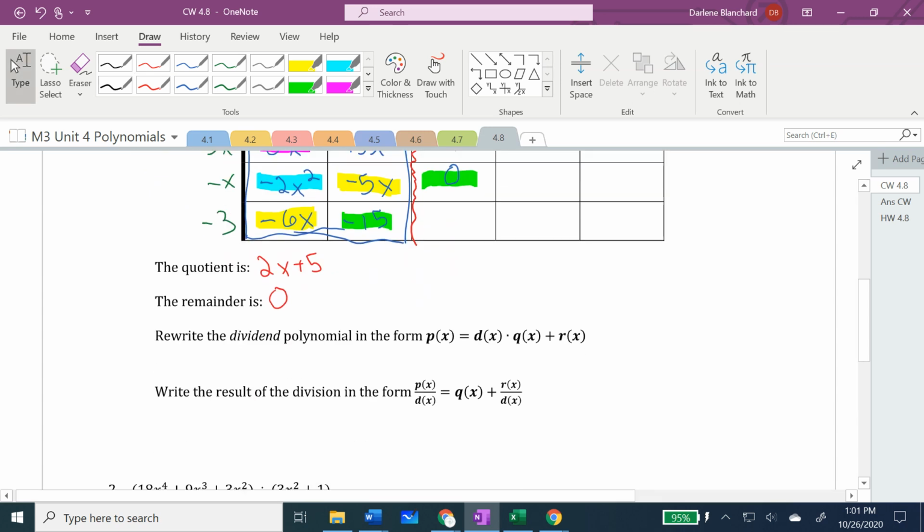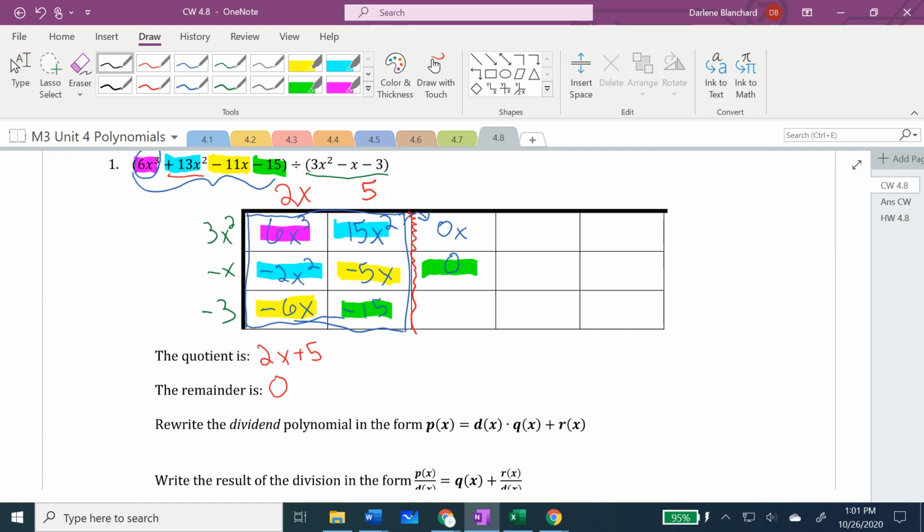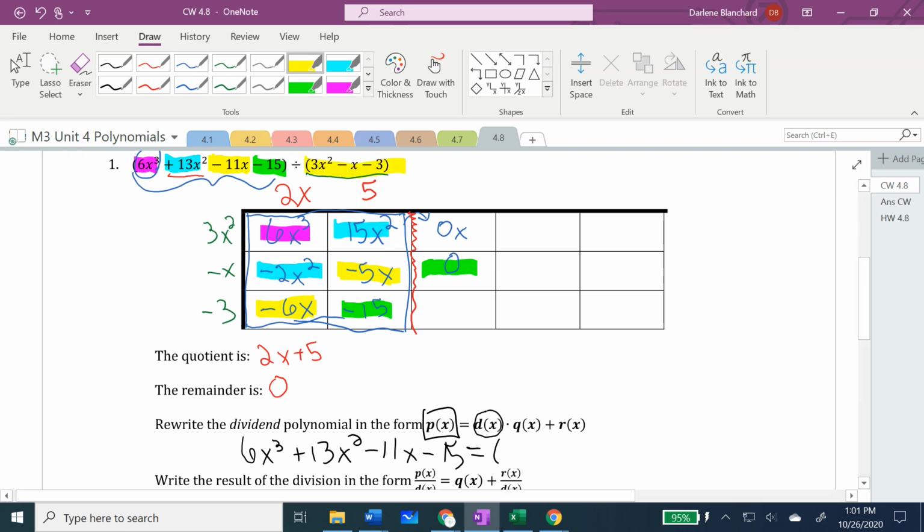then I want to write, and on the homework, I decided to actually write out your p of x already because I saw how much of a pain it was. So the polynomial that you began with, 6x cubed plus 13x squared minus 11x minus 15, that p of x is equal to, this is for the divisor. The divisor is what you divide by. So that's the 3x squared minus x minus 3.